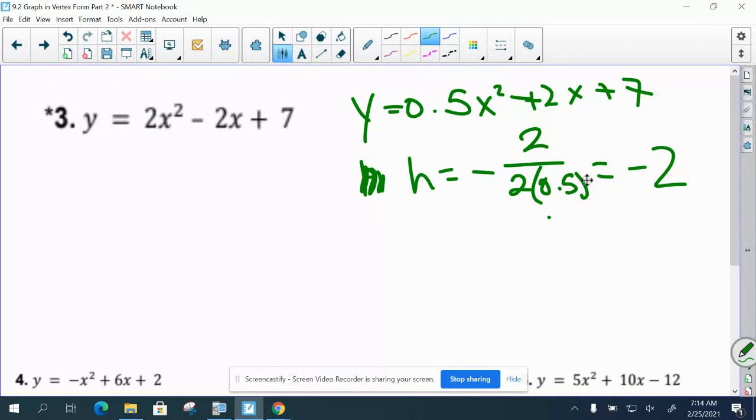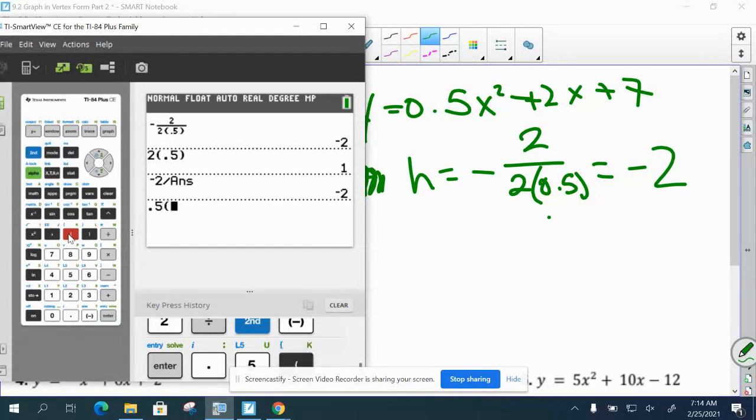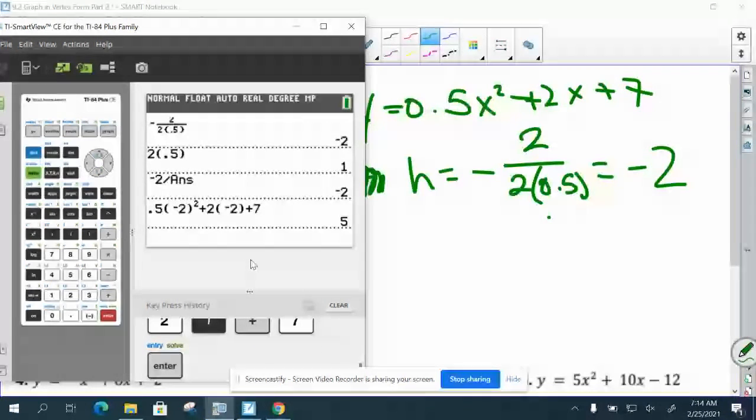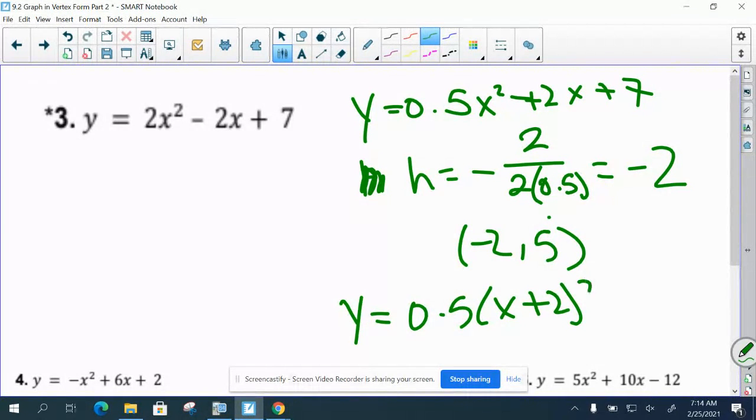So negative 2, and then you plug negative 2 back into the equation, and then this is what I was kind of talking about earlier. So you could do 0.5 parentheses negative 2 squared plus 2 times negative 2, and then plus 7. So 5. So our vertex is negative 2, 5, and then the vertex form is 0.5 times x plus 2 squared, since you do the opposite sign, plus 5. So that would be the vertex form.